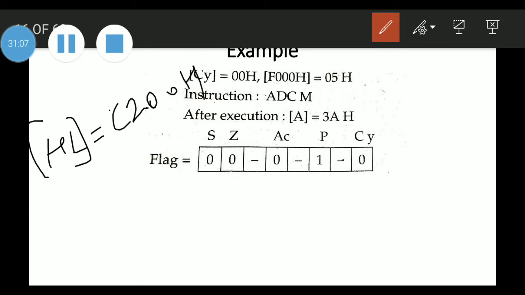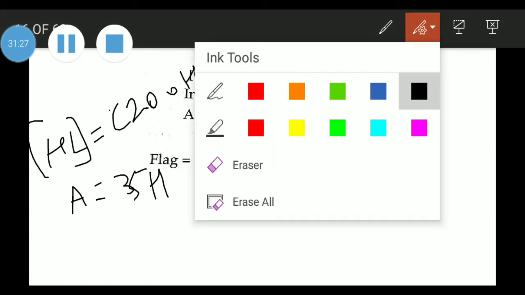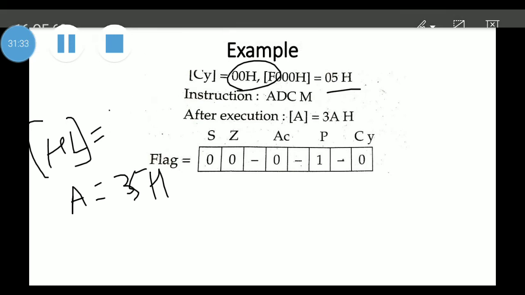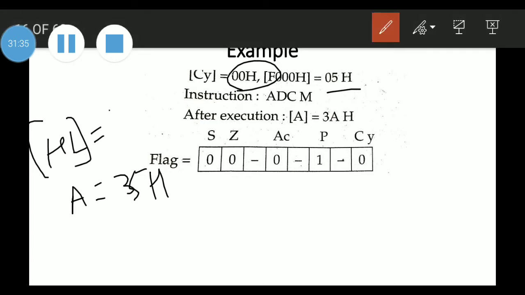Now A, let us consider A contains 35H. Now A is having 35. Since I will be writing one location, I am changing the location here. Since it is F00, I will be writing F00 here. Then it will make our example more clear.